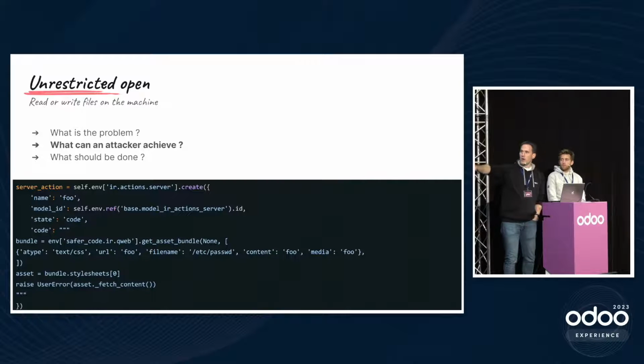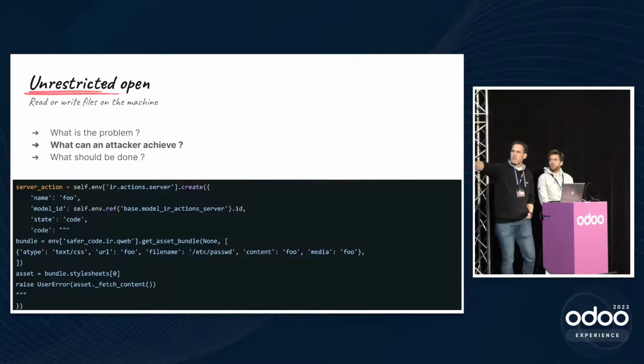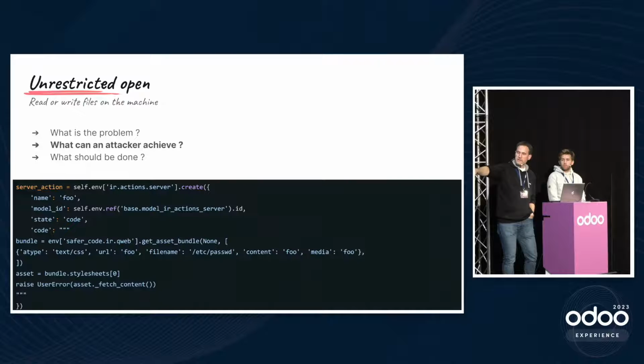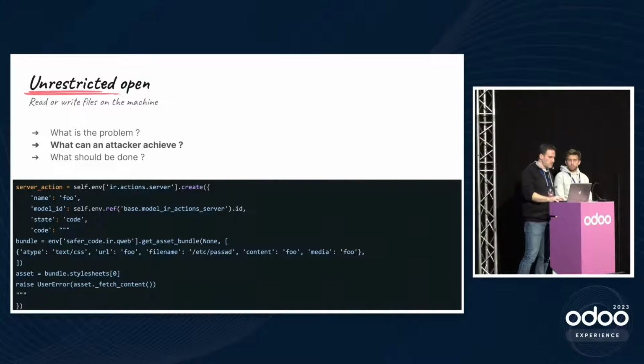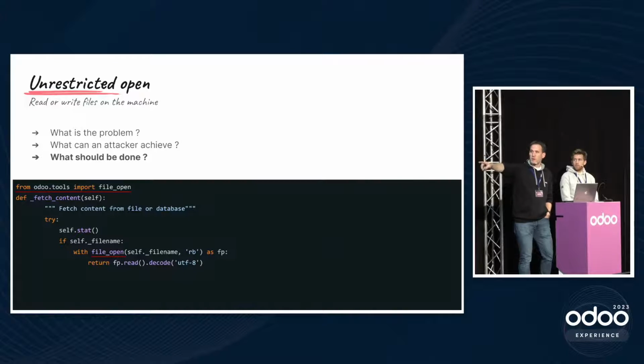So here we see the example code calling the get asset bundle method, and you see it's crafting some parameters. Do we have a highlight for that? No, sorry. You see the file name parameter in the middle being passed, and it's /etc/passwd. This is how you control the underscore file name value that is then passed to the fetch method. You see the last call is fetch content. Obviously, if an attacker is able to make this server action, they will be able to open the /etc/passwd file and read the list of users of the system. That's just an example of what they could do.